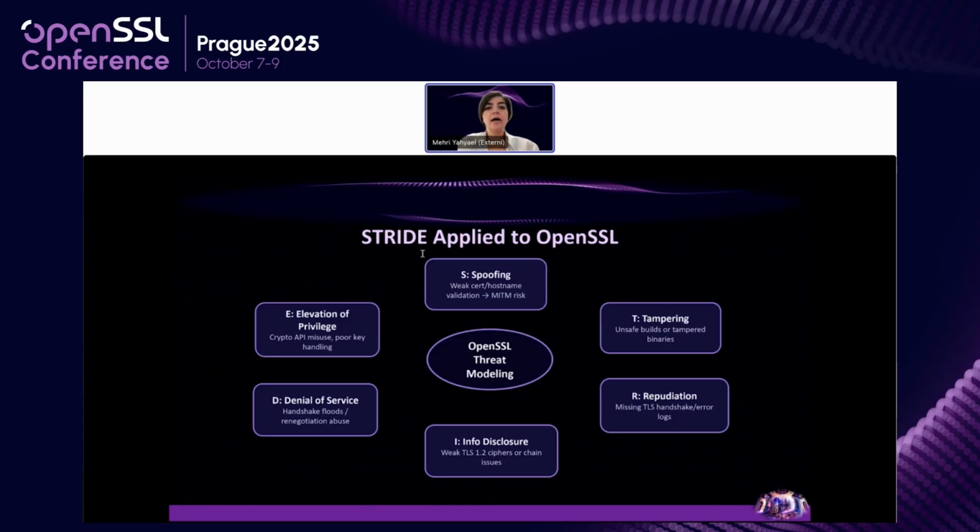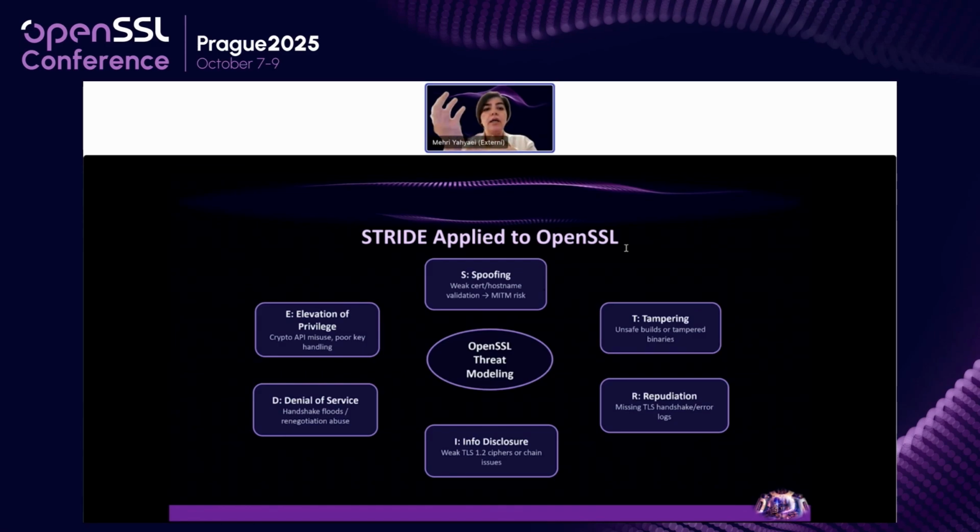Here we're going to apply the STRIDE model on OpenSSL. Let's apply it. Spoofing: weak certificate or hostname validation leads to man-in-the-middle attacks. That's a kind of spoofing issue. For tampering, unverified or tampered binaries are a major risk in the threat modeling.